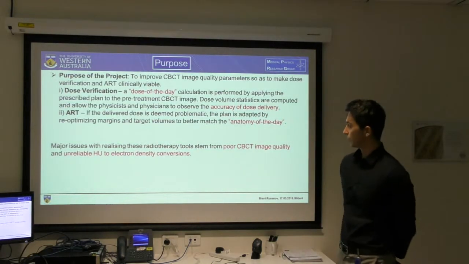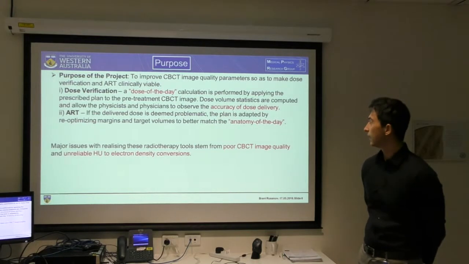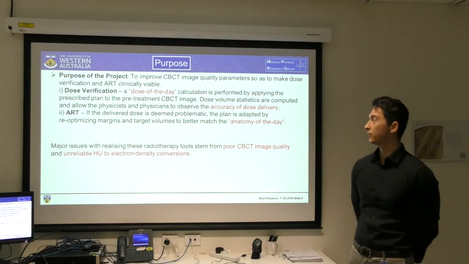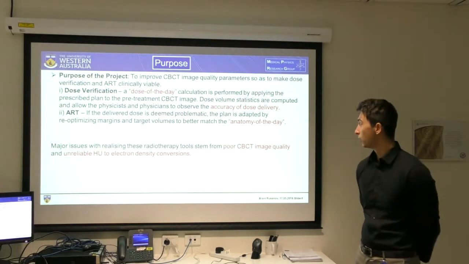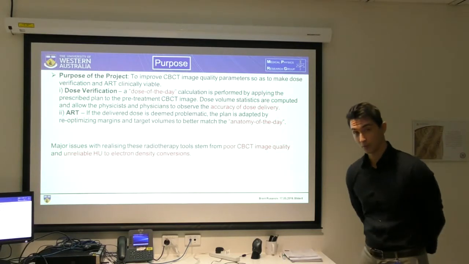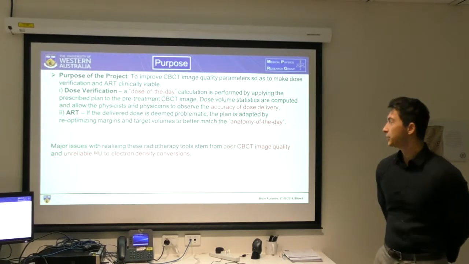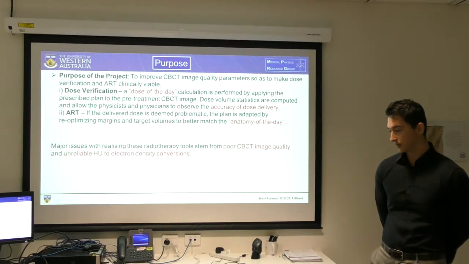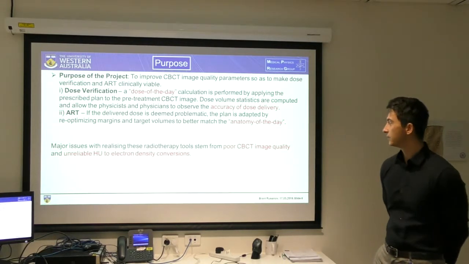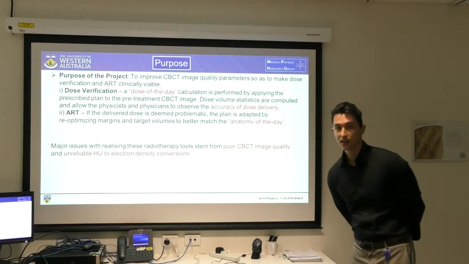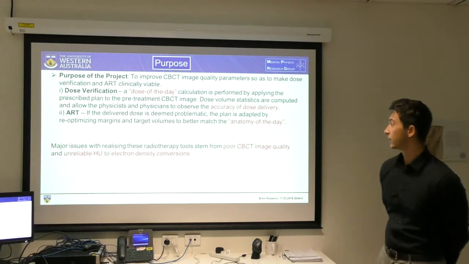The purpose of this project is to improve the CBCT image quality parameters so as to make dose verification and adaptive radiotherapy clinically viable. And just quickly, CBCT is cone beam computed tomography, which is an imaging device that uses X-rays and a cone geometry that is mounted on the LINAC gantry. And the image quality is not as good as standard CTs, as will be discussed in a few slides.